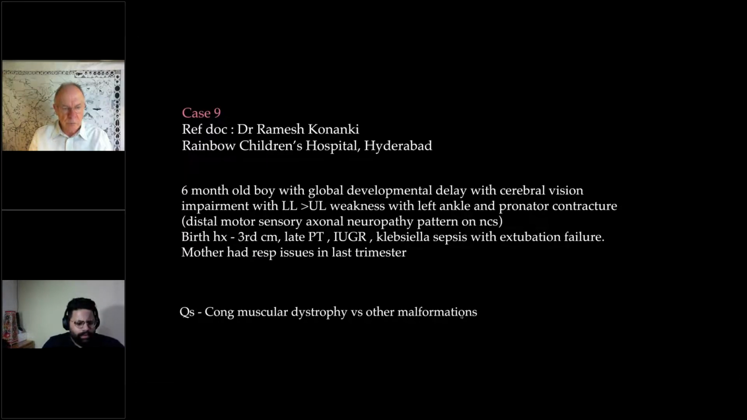Case 9 is from Dr. Ramesh. If Surbi is there, she can present it, or I can do it. Probably, I'll do it. The 6-month-old boy with global developmental delay presented with cerebral visual impairment, lower limb more than upper limb weakness, left ankle and pronator contractures, and had a distal motor sensory axonal neuropathy pattern on the NCS. Birth history: born to a third-degree consanguineous marriage, late preterm child with IUGR, had Klebsiella sepsis and an episode of extubation failure. Mother had respiratory issues in the last trimester. We'll probably go to the clinical question after the images. Dr. Amish, you want to add anything to it?